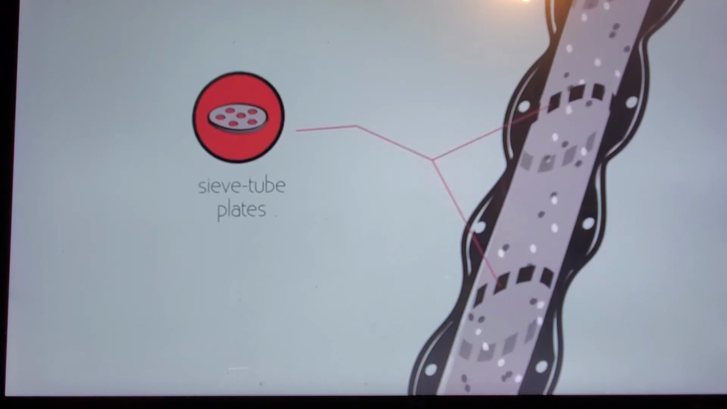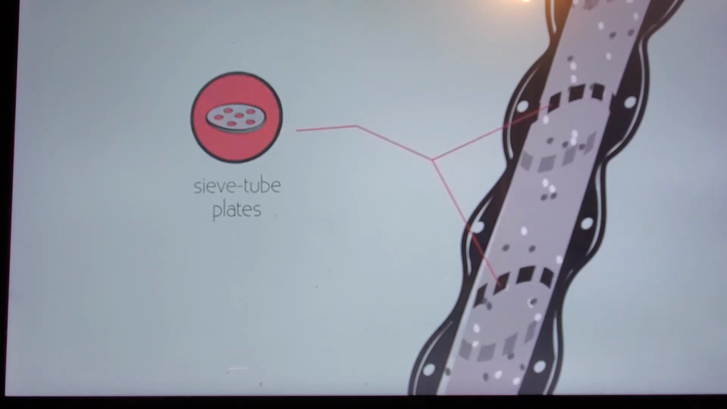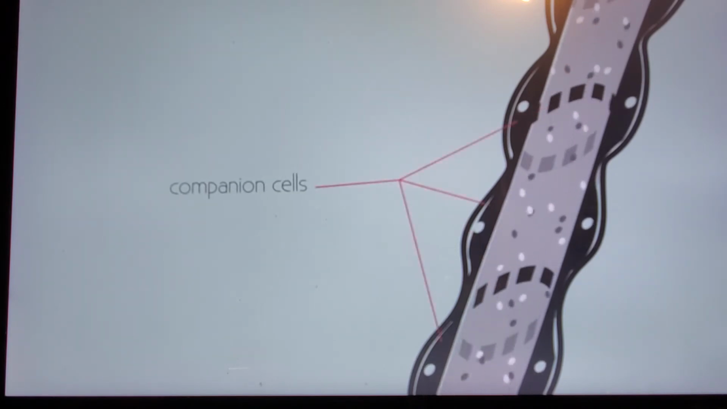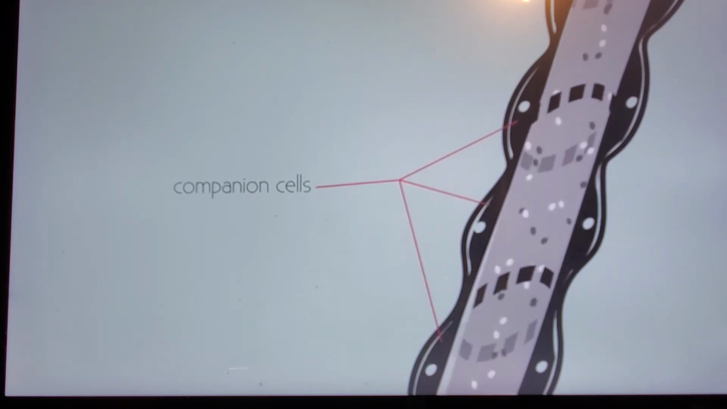We don't need to know much about the phloem, but just be aware that they contain sieve tube plates, which the phloem sap travels through. The neighboring companion cells provide the sieve tube elements with the energy they need for the active transport.